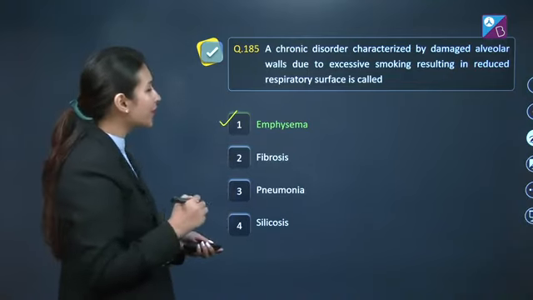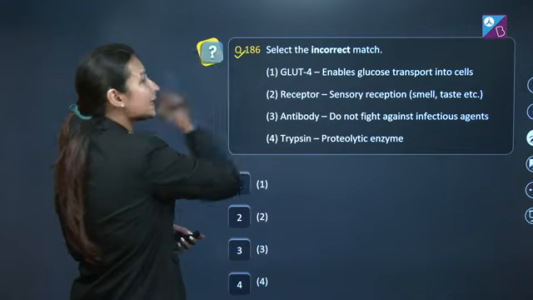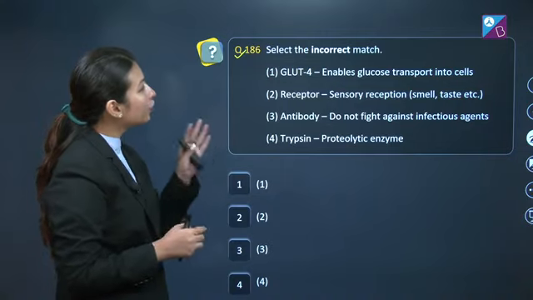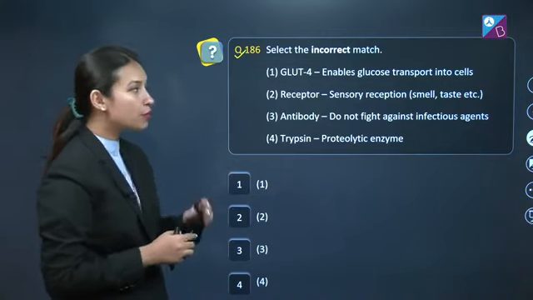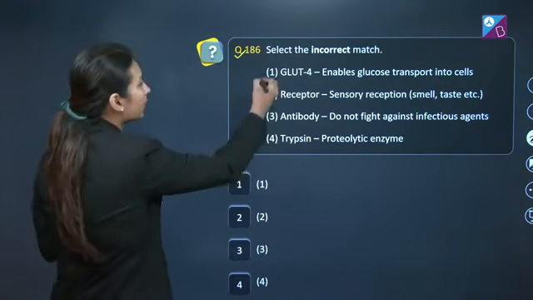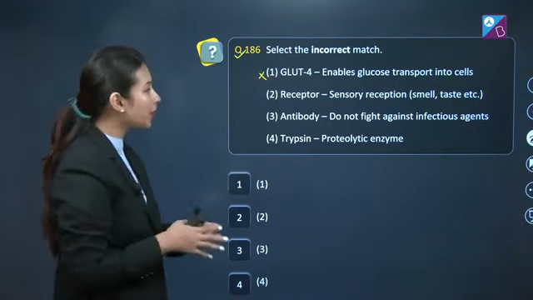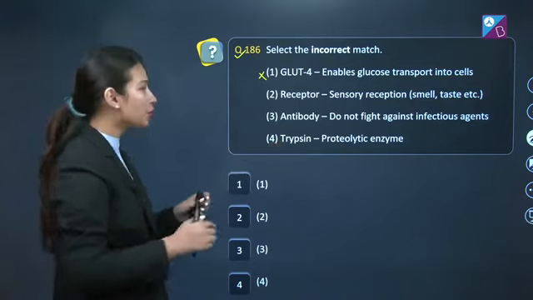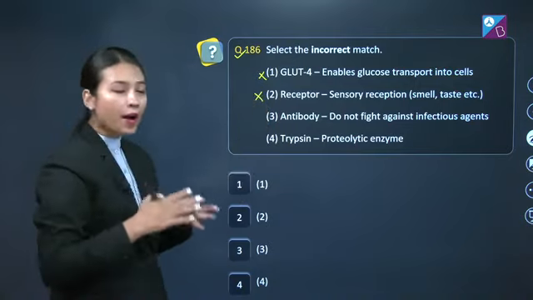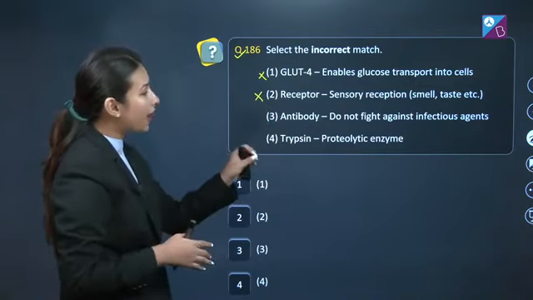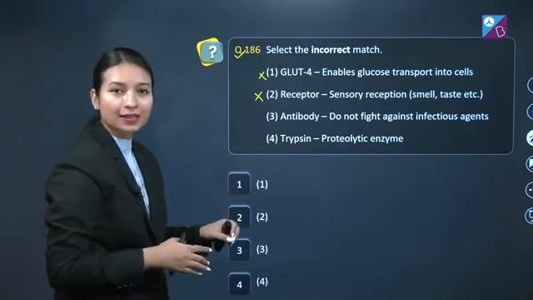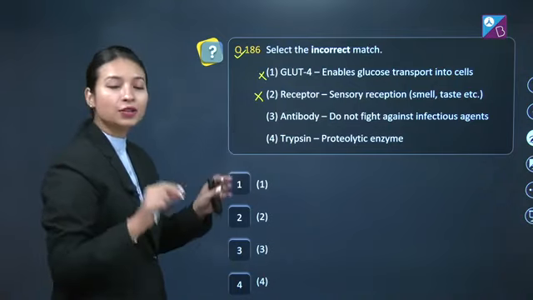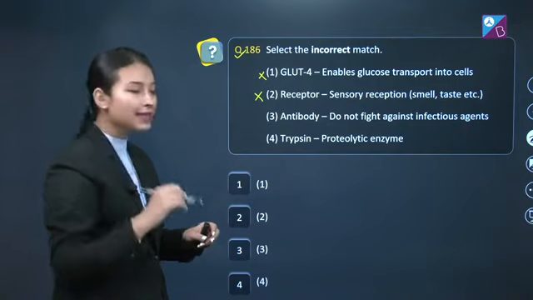Now let's move on to section B, starting with question number 186, that states select the incorrect match. So पहला option है GLUT4 matched with enables glucose transport into cells. ये बिल्कुल सही है, so that's why this cannot be our answer. Option number 2 here is receptor matched with sensory reception, smell, taste. This is also true, so that's why this cannot be our answer. Option number 3 here is antibody matched with do not fight against infectious agents. Now this is incorrect as antibody does fight against infectious agents, so this should be our answer. But let's see the other option here.